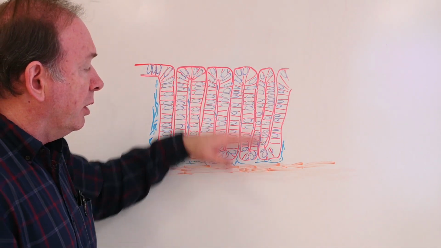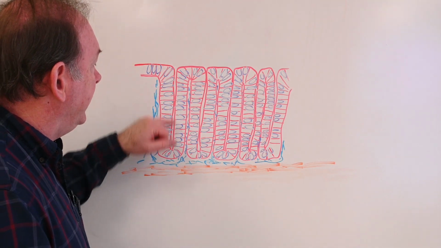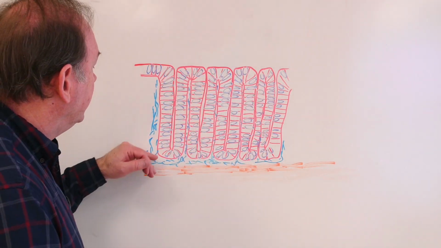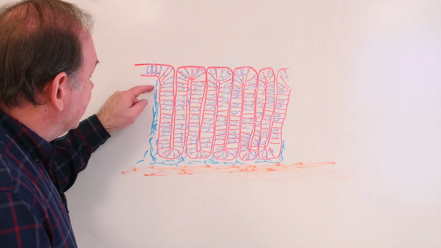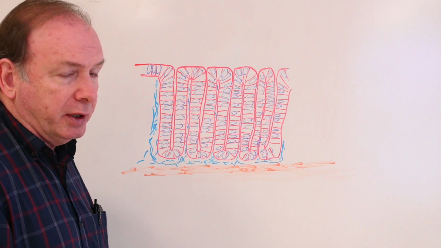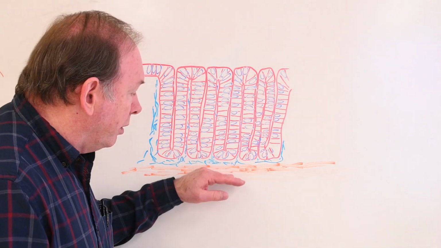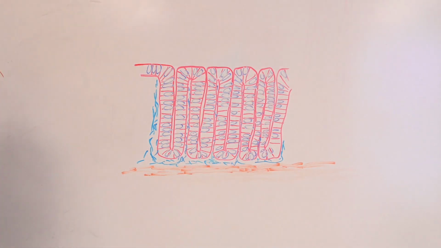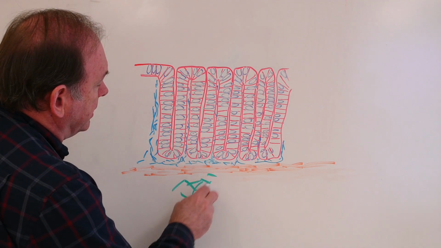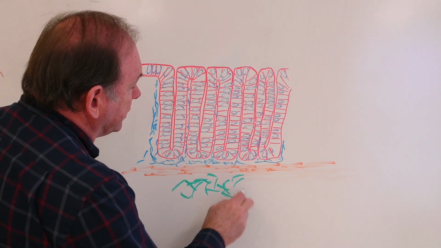So the mucosal lining consists of the epithelial cells that form the glands as well as the surface here, the lamina propria layer, the loose connective tissue, and the muscularis mucosa. Below that is going to be a layer of dense irregular connective tissue. This is the submucosa.